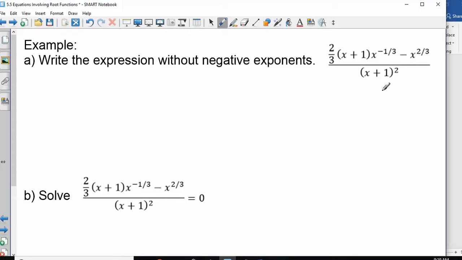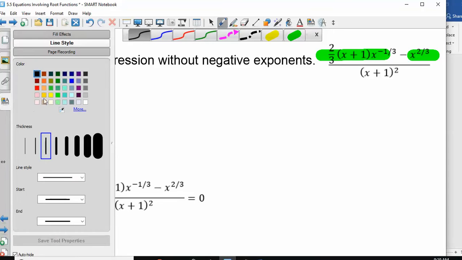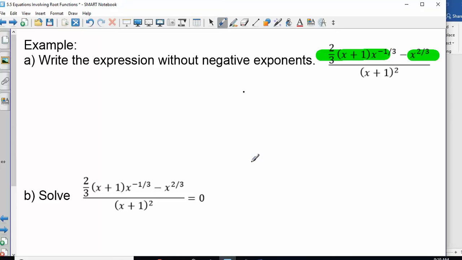What I am going to do first, the numerator here has two terms. I am going to factor out any greatest common factors. If you look, this one has a 2/3, but the other one doesn't have any coefficient. This has an x plus 1, but the other one doesn't. But what they both have is x to a power. When you factor, you always take out the smallest power. What's smaller, negative 1/3 or positive 2/3? Negative 1/3. So I'm going to pull out x to the negative 1/3.